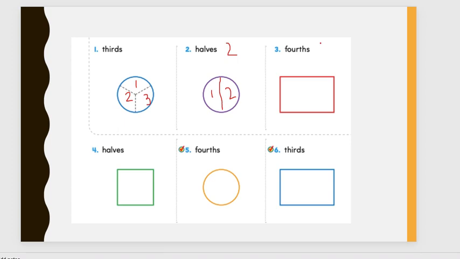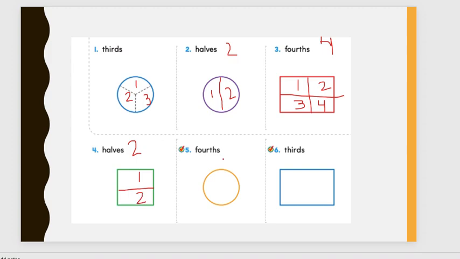Over here it says fourths. Remember, fourths means 4 equal parts. So I would split up my rectangle here into 4 equal parts. Over here, I have halves again. That means 2. So I will split up my square into 2 equal parts.